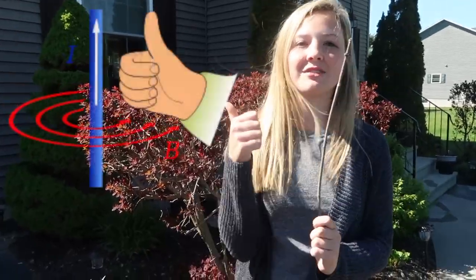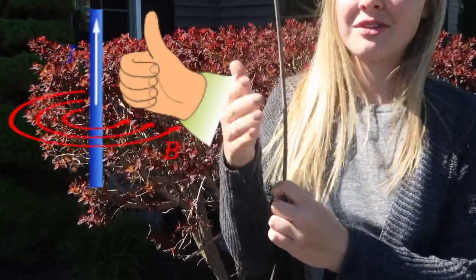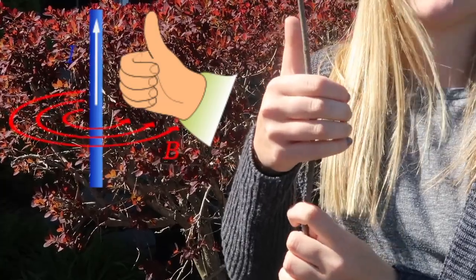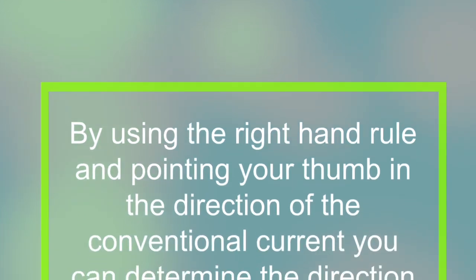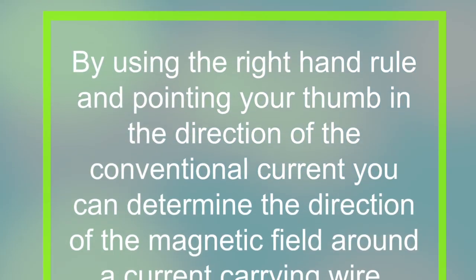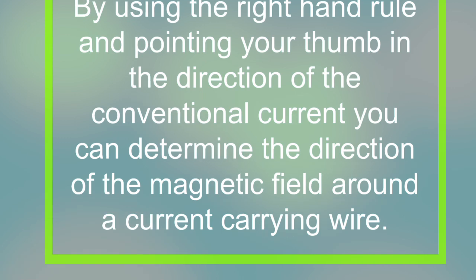To determine the direction of the electrically induced magnetic field, use the right-hand rule by pointing your right thumb in the direction of the positive current flow. The curve of your fingers then shows the direction of the magnetic field around the wire. By using the right-hand rule and pointing your thumb in the direction of the conventional current, you can determine the direction of the magnetic field around a current-carrying wire.